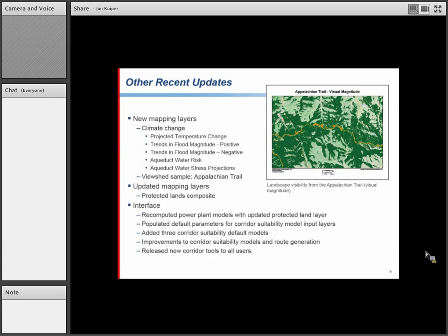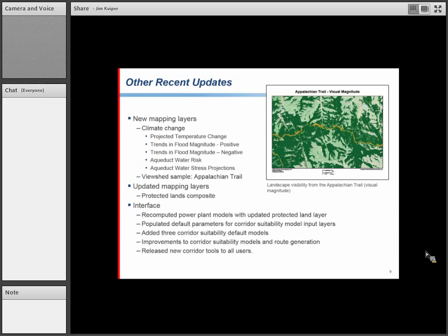Okay, I think this is my last slide. Here are some other recent updates. Each time we do one of these webcasts, there are a few things to highlight that have happened recently. You can see we're adding a variety of data related to climate change, and that's part of a task that's ongoing this year related to water resources and energy.